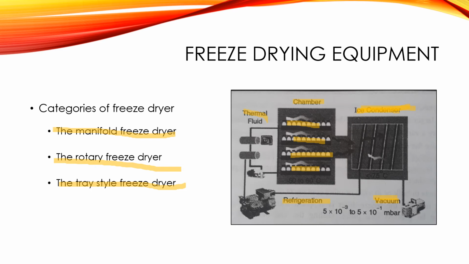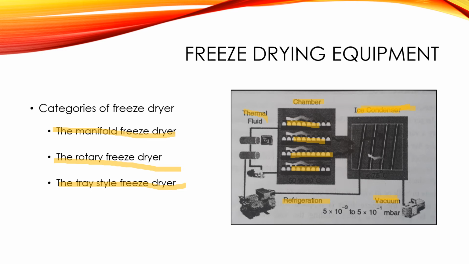Next is the rotary freeze dryer. These are usually used for drying pellets, cubes, and other pourable substances. The rotary dryer has a cylindrical reservoir that is rotated during drying to achieve more uniform drying throughout the substances. So this is a brief introduction to the rotary freeze dryer.